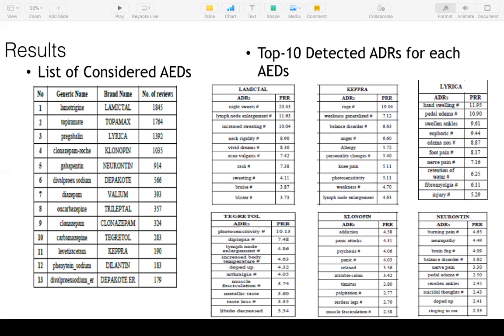As you can see, the PRR value here represents the strength of the correlation between a drug and its adverse drug reaction, where the higher the PRR value, the stronger the correlation between the drug and the adverse drug reaction. Some of the detected ADRs require immediate medical attention, while others, such as loss of weight and weakness, don't need that immediate attention. Also, there are some drugs here that have common adverse drug reactions, maybe sharing 5 or 6 of the same adverse drug reactions.